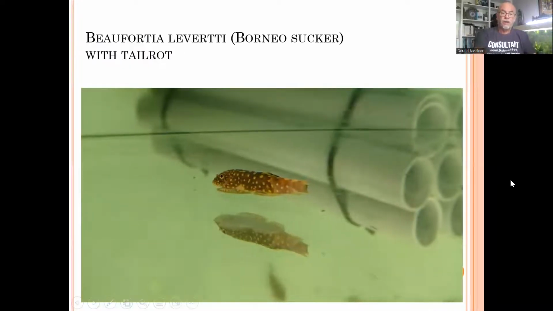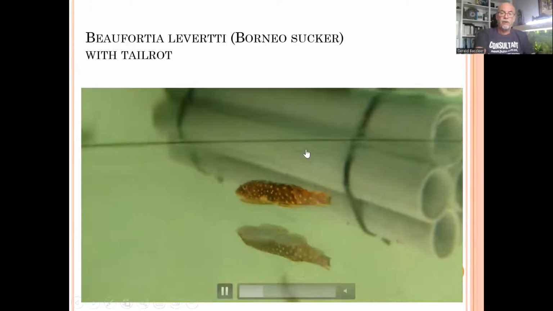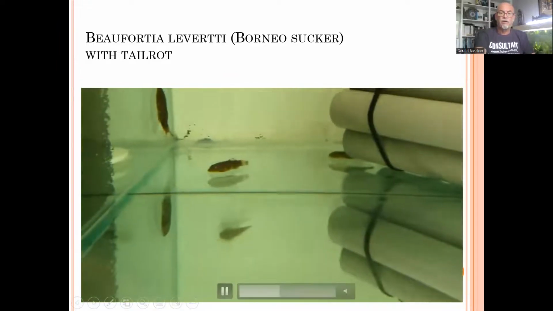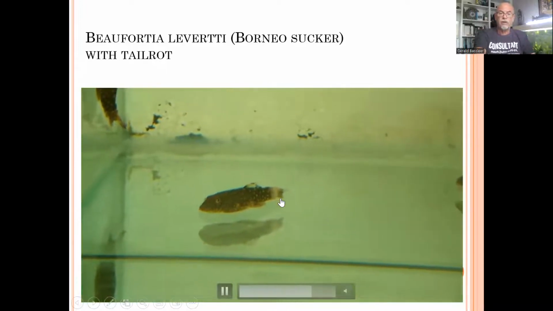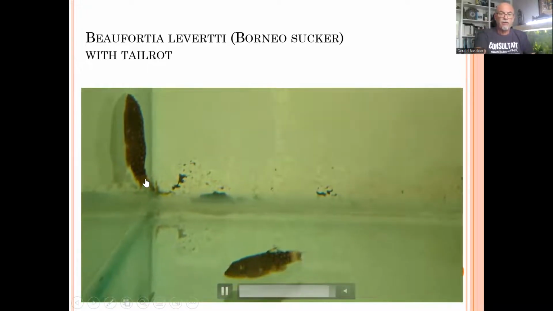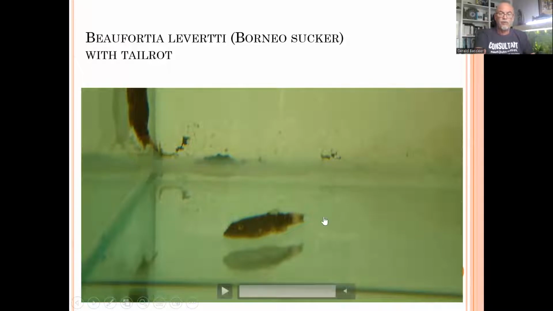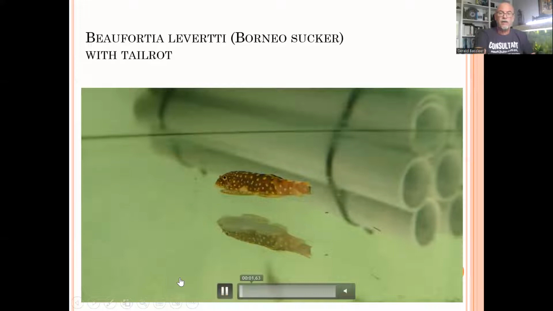And this fish, like I show here in the video, you can see the damaged tail and you see the whitish part at the end of the body. It's getting white, the tail is rotting away. You also see it here and hanging here. You see this tail is also rotten off. So several of those Beaufortia had this kind of problem. Here I show it again.